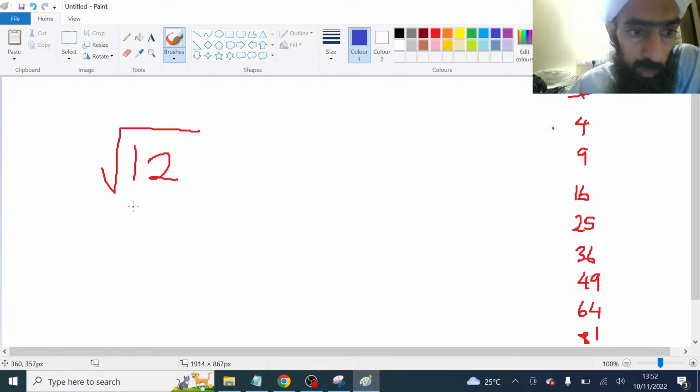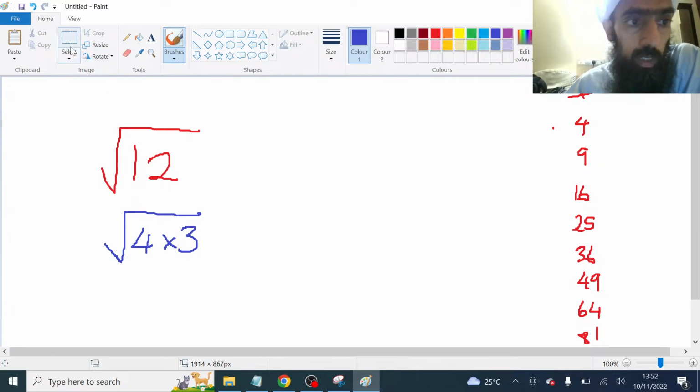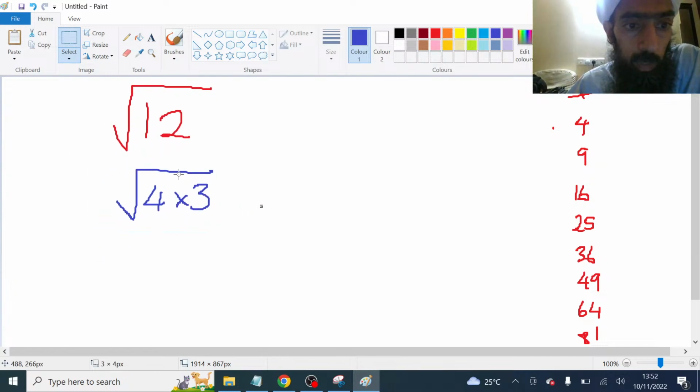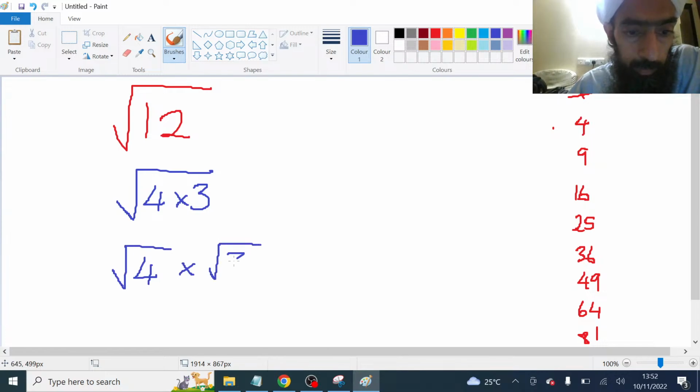So we can rewrite the square root of 12 as the square root of 4 times 3. 12 is the same thing as 4 times 3, so that shouldn't make any difference if I rewrite it like that. The next thing we can do is say, look, square roots can be split so that it's the square root of each thing separately. So the square root of 4 times the square root of 3.